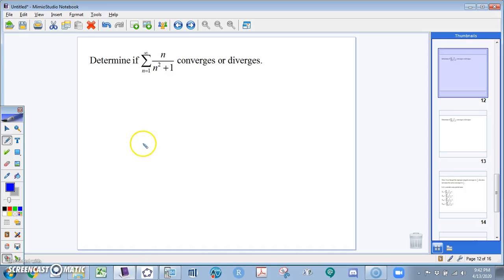I want to finish out with just a few more items here. So let's say that we were asked to determine if the series from n equals 1 to infinity of n divided by n squared plus 1 converges or diverges.